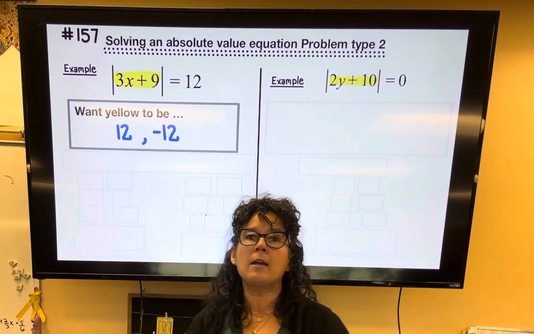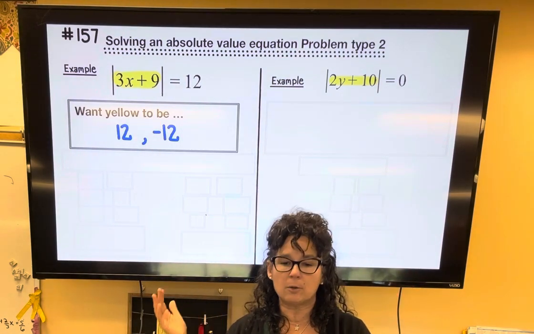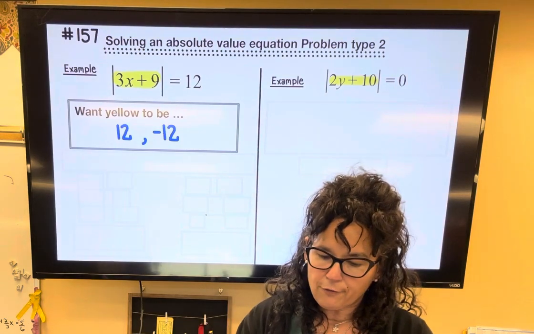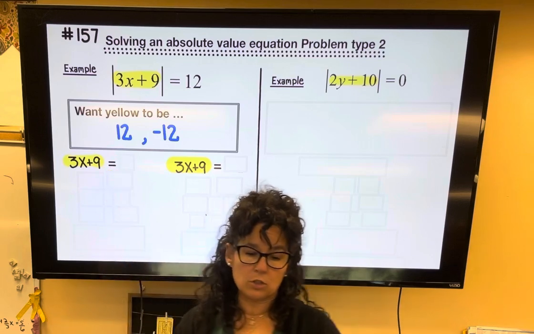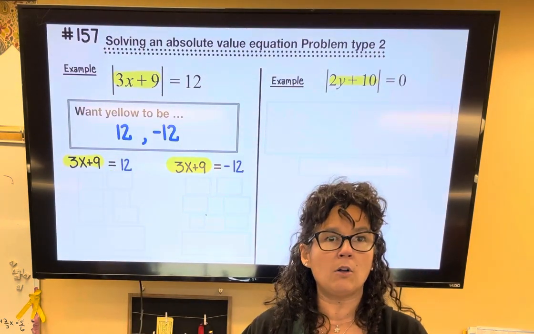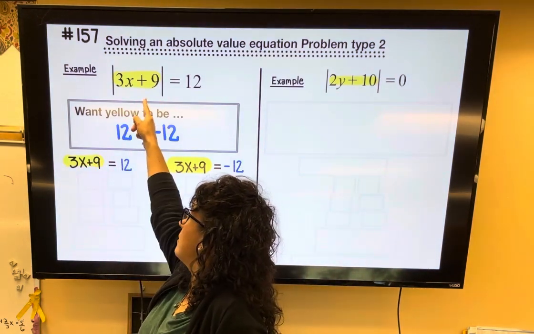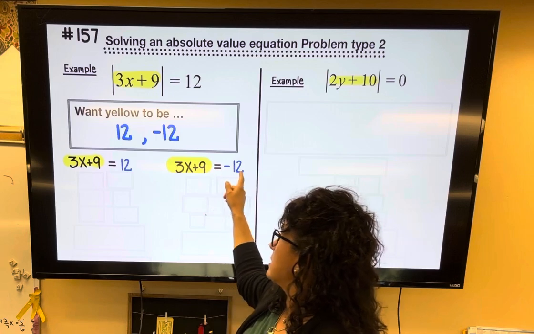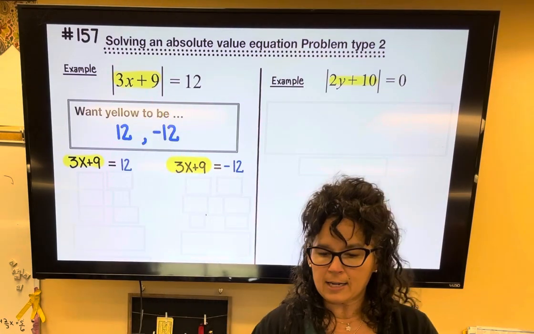But also if I make the yellow turn into the number negative 12 and I take the absolute value, it'll be 12. So to find the numbers that are going to make that happen, we're going to set the yellow equal to 12 and equal to negative 12. This one is going to find me the x that's going to make this equal 12. And this equation is going to find me the number that's going to make the inside of that equal negative 12.